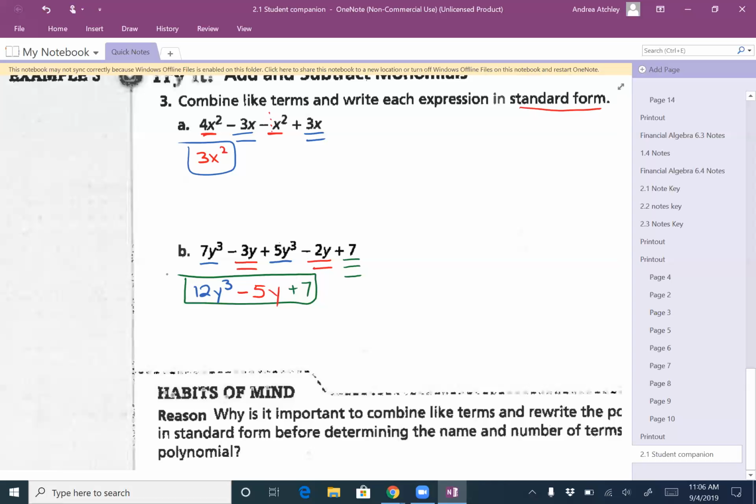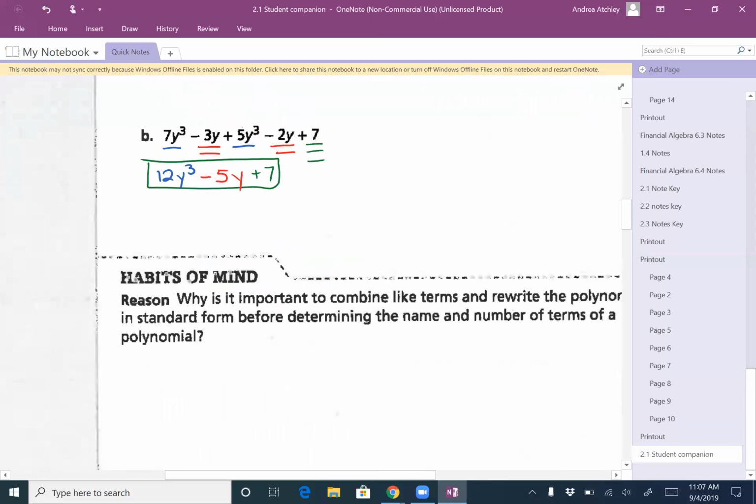Okay, now, Juliana, where are you at? Okay, what's the degree? 3rd degree. Okay, and what do we call it? The trinomial, 3 terms, trinomial. Any questions over that? Okay, I'd like you to answer this question.